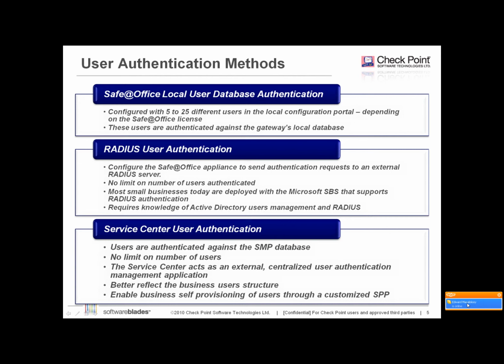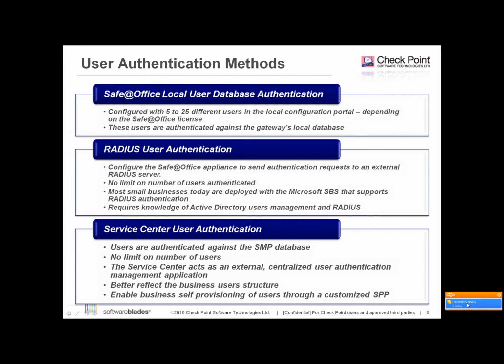User authentication methods. SafeItOffice Local User Database Authentication, configured with 5 to 25 different users in the local configuration portal, depending on the SafeItOffice license. These users are authenticated against the gateway's local database. So in a sense, you create the users inside the firewall and use them to authenticate for different options, like we said before, for VPN, for URL filtering, for NAC, and so on.